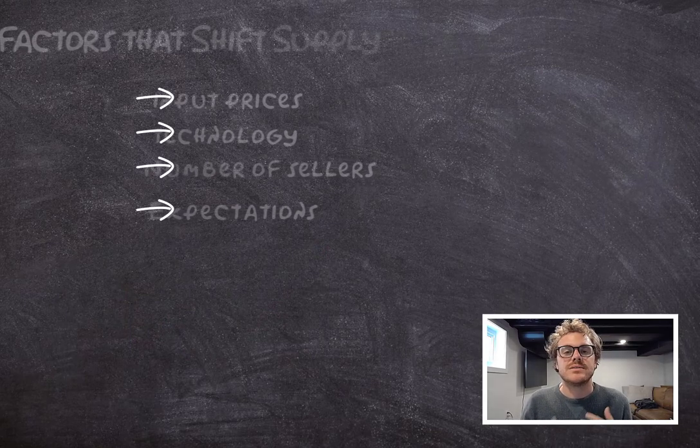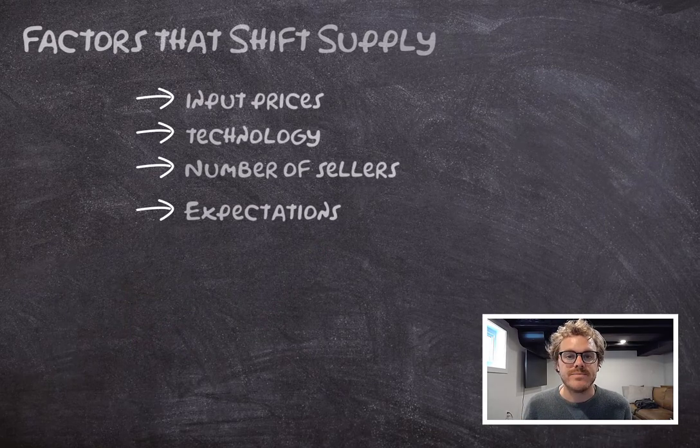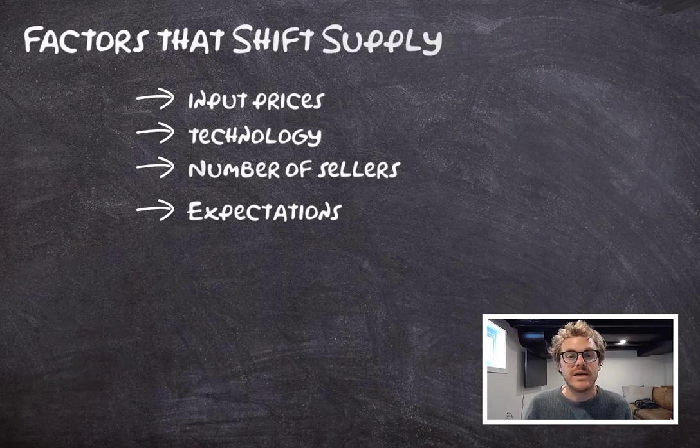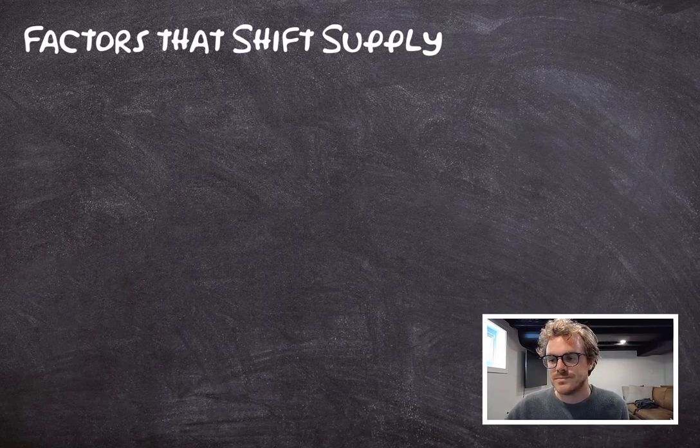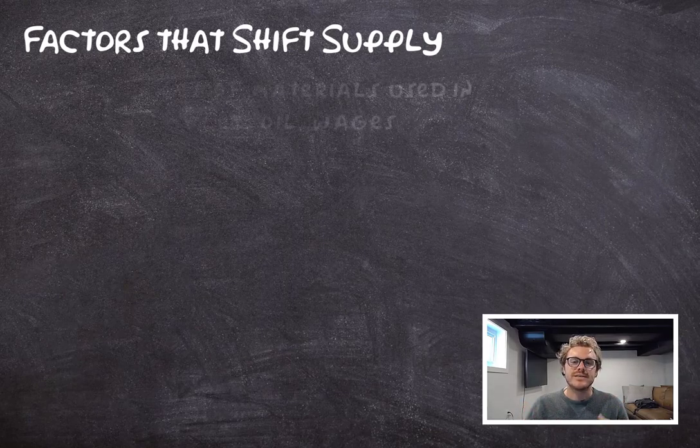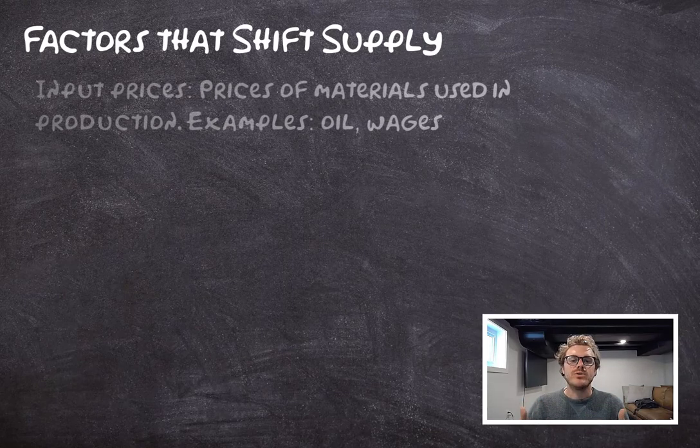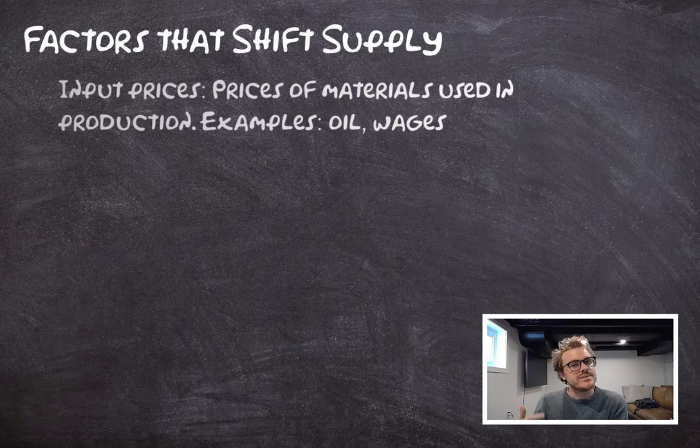Now, what are these non-price determinants of supply? Well, in this video, we're going to talk about input prices, technology, number of sellers, and expectations as being factors that are going to shift our supply curve around depending on what's happening to them. So the first non-price determinant of supply that we're going to discuss is input prices. Input prices are the prices of materials used in the production of the good or service. So for instance, raw materials or wages, because that's the price of labor.